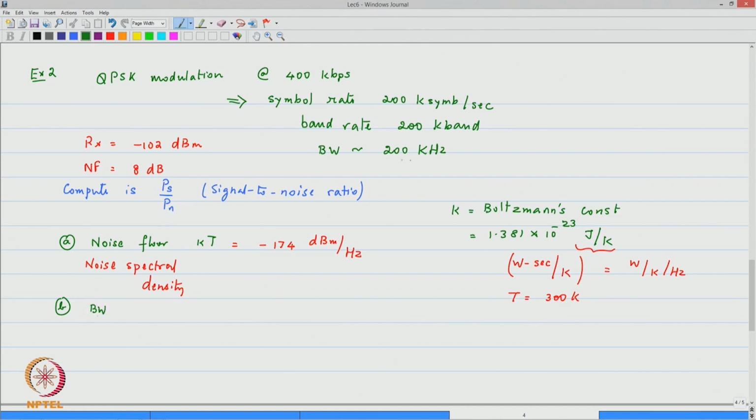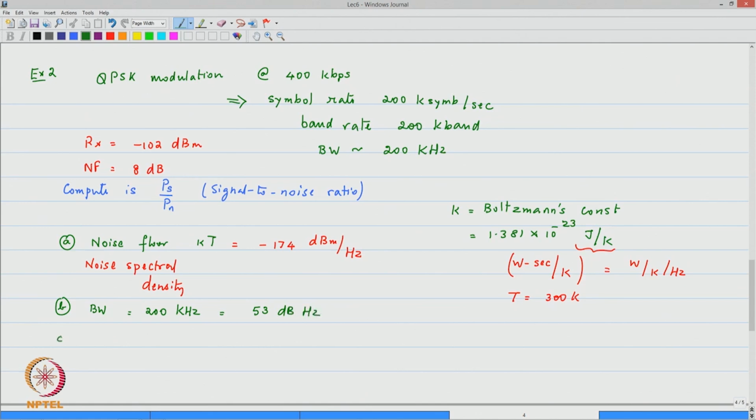And since we are having a 200 kilobaud system and an equivalent bandwidth of 200 kilohertz, then we can take the bandwidth to be equal to 200 kilohertz, which if you express it in dB will be 53 dB hertz.